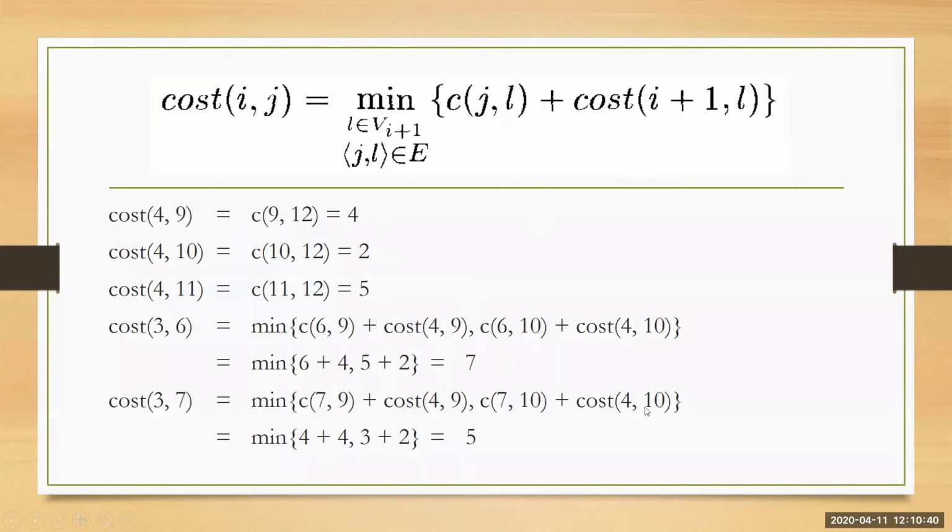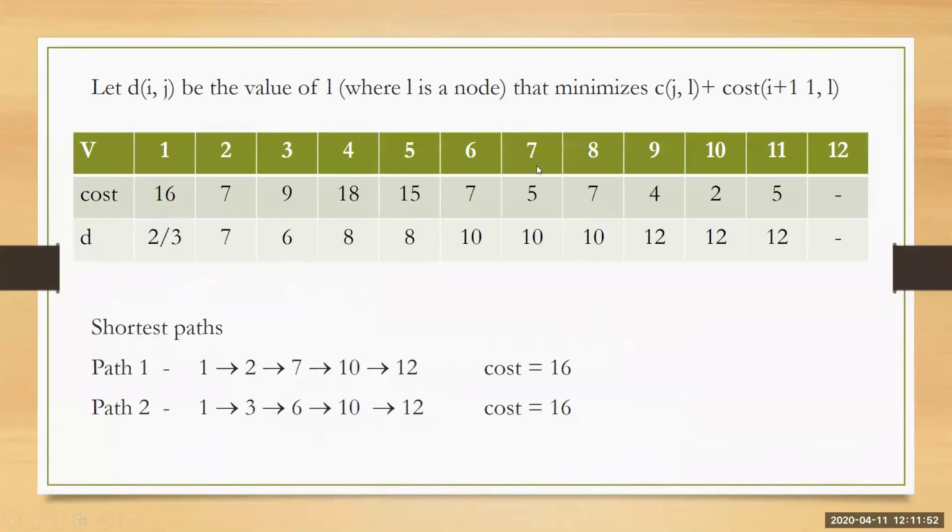And what is cost of 4 comma 10? You will get it from the previous step. So what you will do, we'll add them. 4 plus 4 is 8, 3 plus 2 is 5. So now we are calculating 3 comma 7. 3 plus 2 is minimum, 5 is minimum. And where did we get 5 minimum? When we reach destination 10. While considering the vertex number 10, we got this 5. So now fill the table. For 7, the minimum cost is 5 and destination is 10.